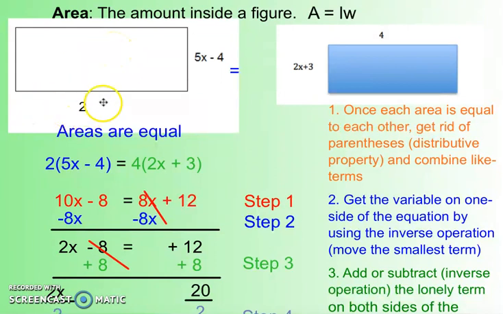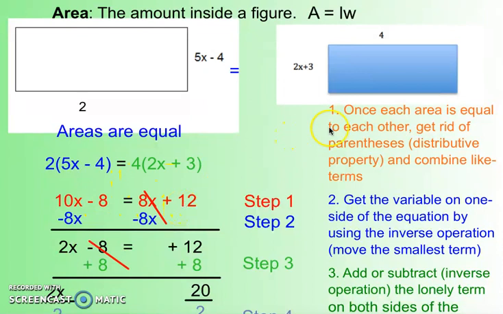And so let's start off with the first rectangle. If I take the length times the width, I'm going to take 2 times the group of 5x minus 4. So it looks like that. And then on this one, I'm going to take 4 times the group of 2x plus 3. So I am going to need to use the distributive property in order to get this in simplest form so that I can start solving to figure out what x is. So 2 times 5x is 10x, and 2 times 4 is 8. And same thing on this side, we get 8x plus 12.